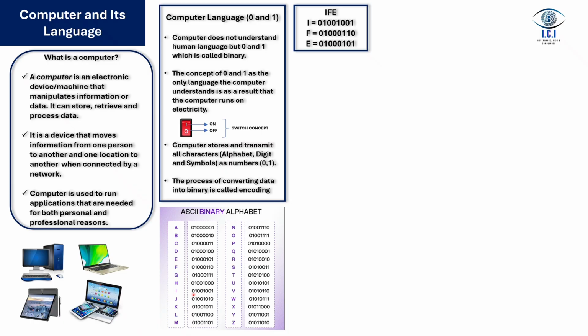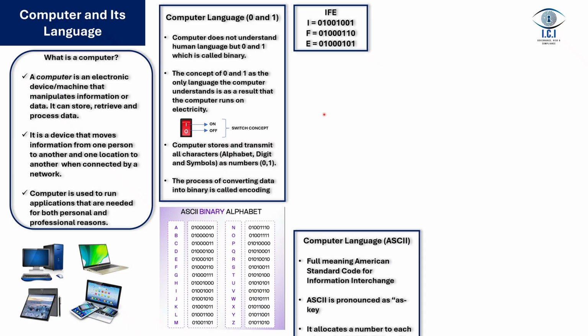So this encoding that is here, the computer will convert the letter I into binary numbers. So we have 0, 1, 0, 0, 1, 0, 0, 1. This is how it's going to be interpreted on your computer. So meaning off, on, off, off, on, off, off, on. Using the switch concept. I said that computer is using the switch concept because it is connected to electricity. Now, if you do the same thing for F, you see 0, 1, 0, 0, 0, 1, 1, 0. That is off, on, off, off, off, on, on, off, and so on.